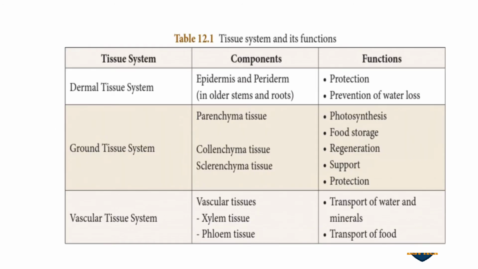This is an important 4-mark question: tissue systems and their functions. First I will talk about the dermal tissue system. Epidermis and periderm are both seen in stem and roots. What is the function? The epidermis is the outer layer and the periderm is also an outer layer. They give protection to the inner tissues and arrest water loss. The epidermis has a cuticle. The cuticle checks the water loss during the summer season.